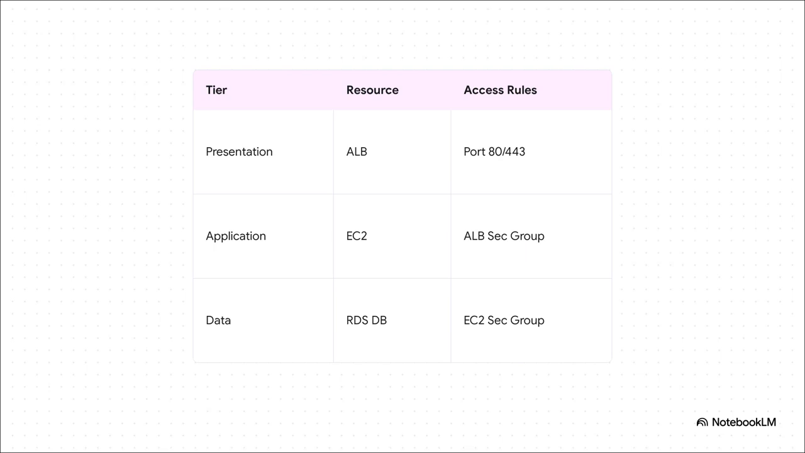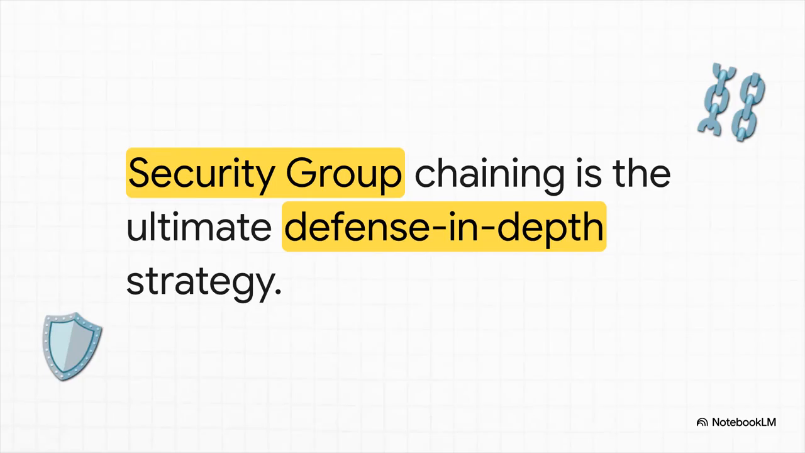Now, to make that castle analogy actually function, you need some really strict network isolation rules. As you can see, the presentation tier accepts your regular, everyday internet traffic on ports 80 and 443. But look closely at the application tier. It is configured to accept traffic only from the load balancer's security group. It literally doesn't even have a public IP address. And finally, the data tier accepts traffic only from the application tier's security group. Your database is completely invisible to the outside world. No internet access whatsoever.